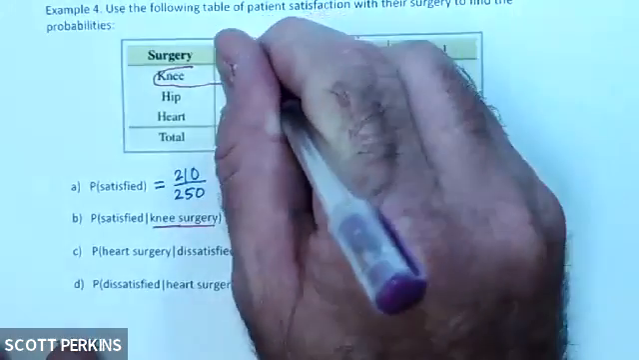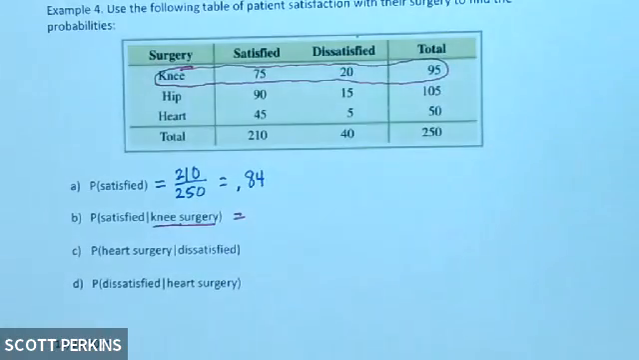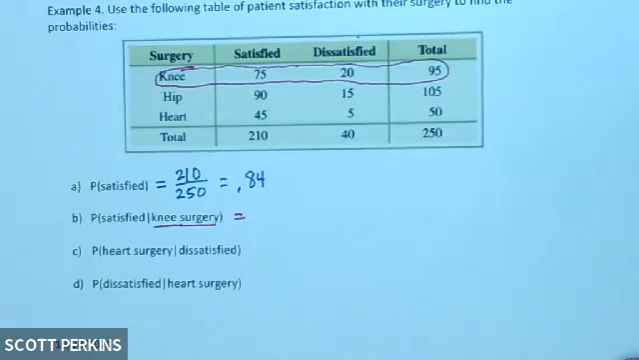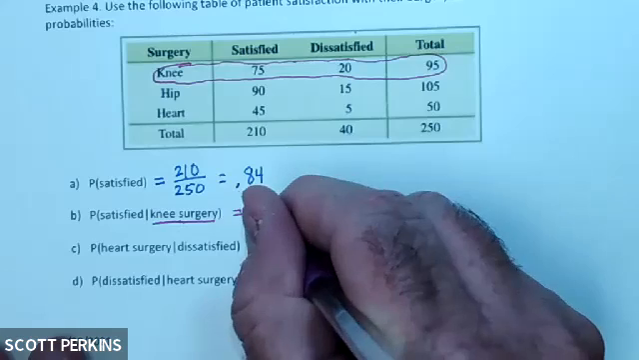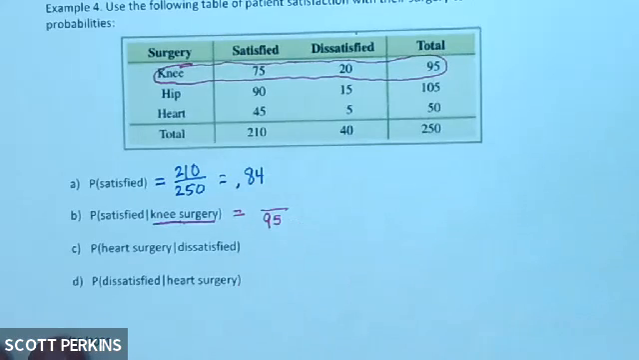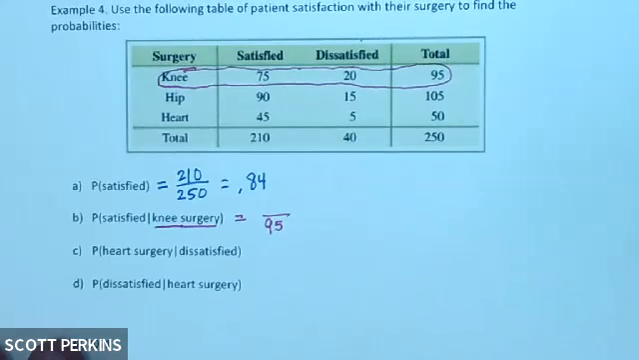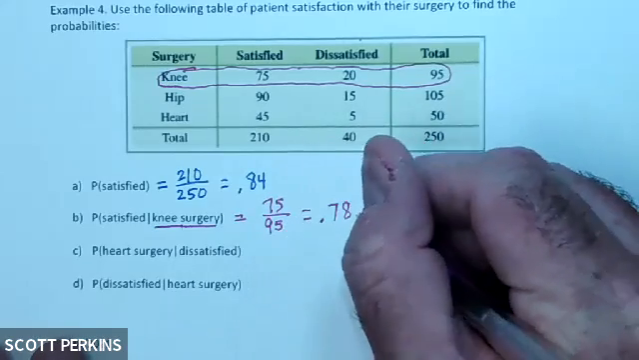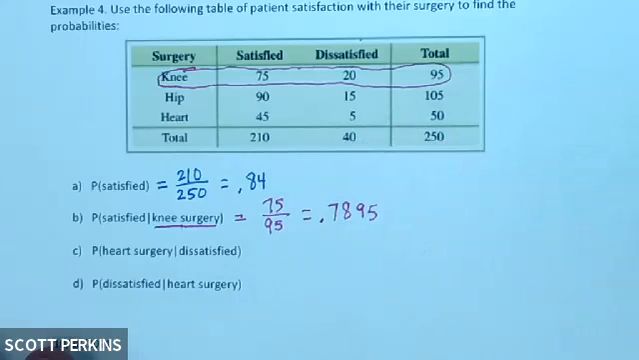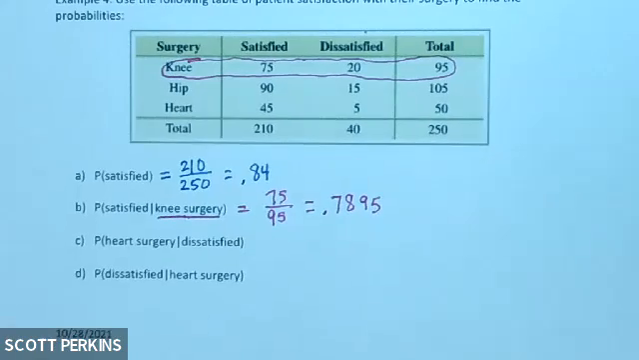So my total is not 210. It's a very common mistake. I'm not calling out anybody, I'm not shaming anybody. That's why we do these problems. So knee surgery, whatever the given information is, that is the total. So I have 95 people. Out of those 95 people, how many of them are satisfied in that row? 75. Great job. Remember, mistakes are opportunities to learn, not opportunities to beat yourself up. So we got 0.7895. So the knee surgery satisfaction is underperforming the whole clinic.